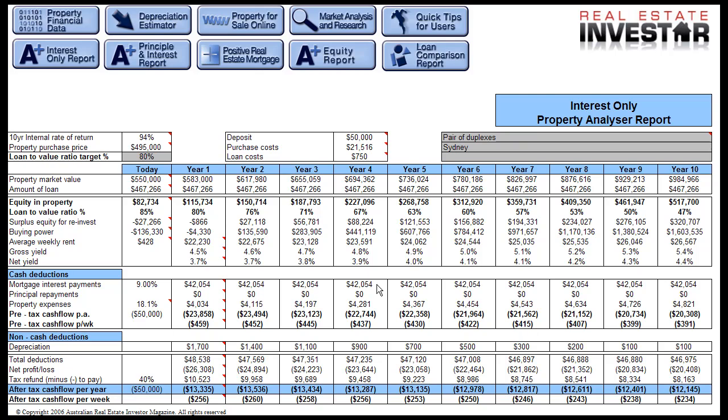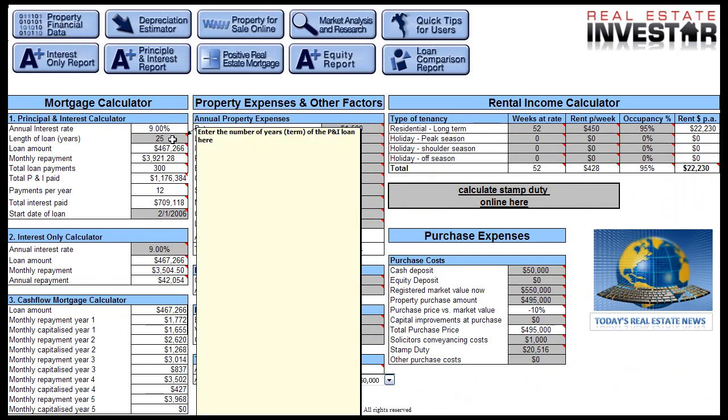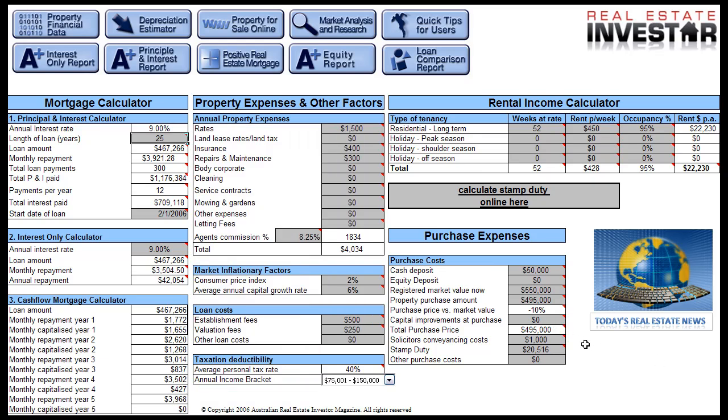This is a 10-year forecast of both capital growth and cash flow, and to produce this type of report we simply have to do a couple of things with our analyzer. We go to the property financial data area and we enter some information about the property. So in this case, what we've allowed for here under purchase expenses on the bottom right hand corner of your screen is a cash deposit on this property of $50,000. It has a registered market value of $550,000. It's a pair of duplex units.